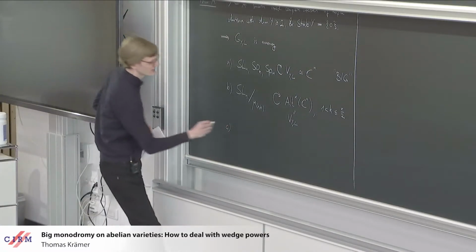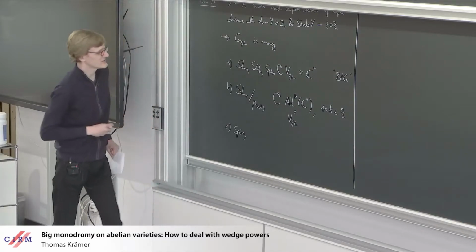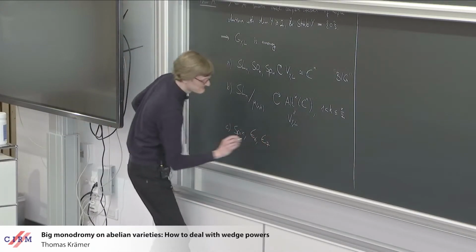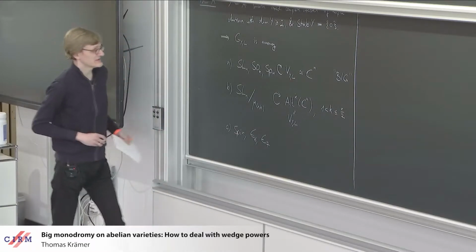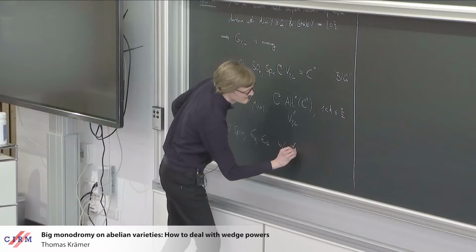And then you have a few exotic cases. So you have spin representations, and you have E6, and you have E7. And these are exotic, and they only occur in very special dimensions.